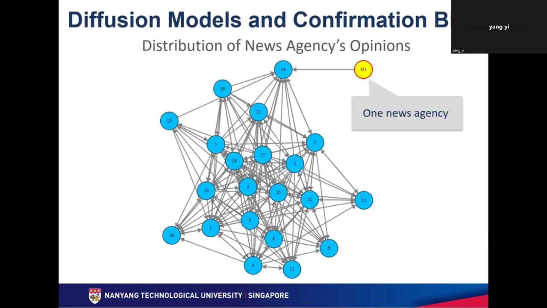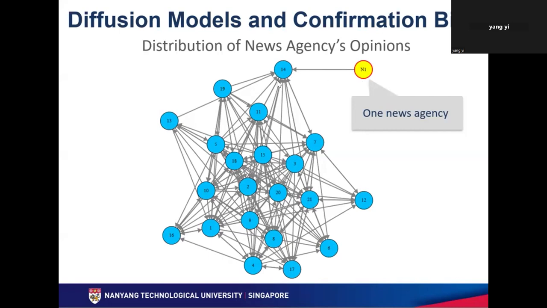Okay, so now we come to the analysis part, the first experiment about the distribution of news agencies' opinions. So here the network structure is more consistent with the cyber social networks they proposed, and they only focused on one news agency, which is the yellow node here. And the news agency will only impact the users here, but the users' opinions will not affect opinions adopted by the news agencies. And for simplicity, in this study they only test the influence of the news agency on the opinion dynamics by influencing only one node. So here it denotes that they use N1 to influence only user 14.